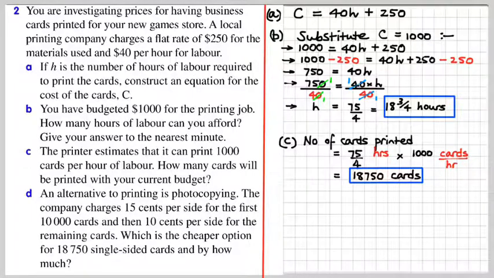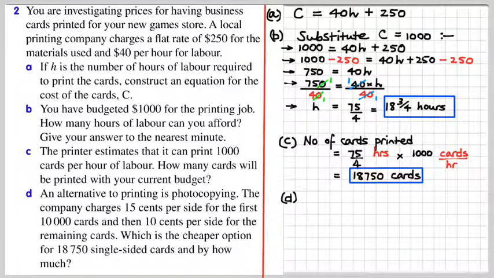That's it. Very excellent. And part D, an alternative to printing is photocopying. The company charges 15 cents per side for the first 10,000 cards, and then 10 cents per side for the remaining cards. Alright, which is the cheaper option for 18,750 single-sided cards, and by how many?